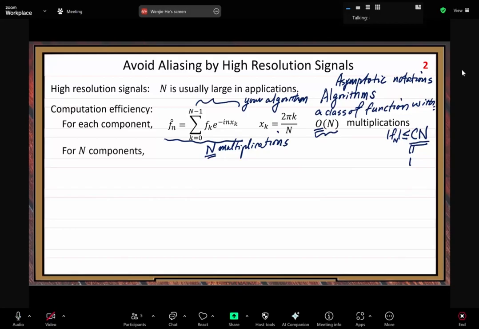But for n components, you have n components, right? When you do one coefficient calculation, you need n multiplications, but you need to do n of them, so you need to multiply by another n. N times n, you need n squared. So to calculate the whole vector, how many multiplications do you need? Big O of n squared multiplications. That constant c here is 1.